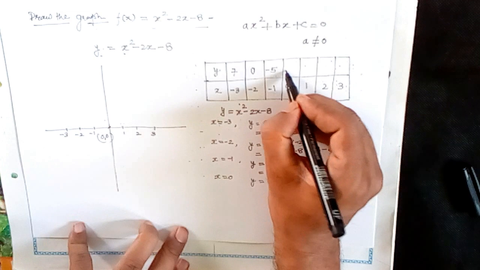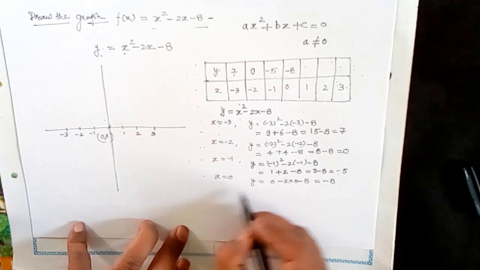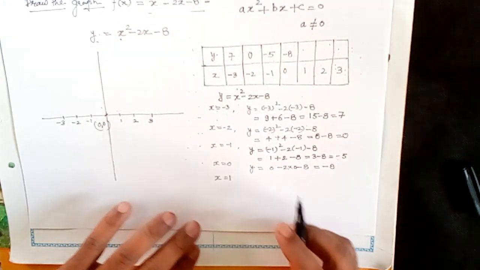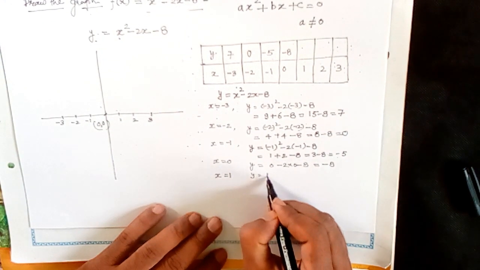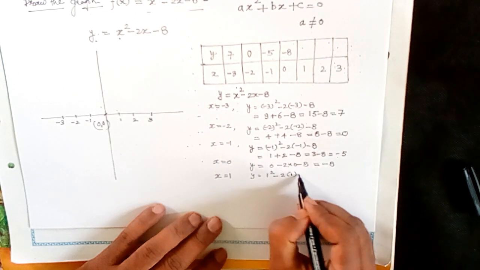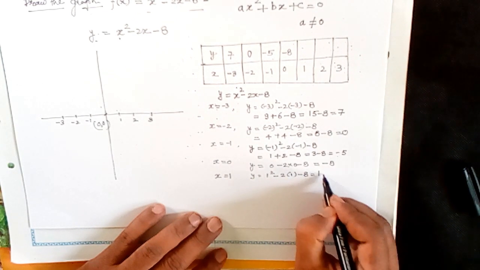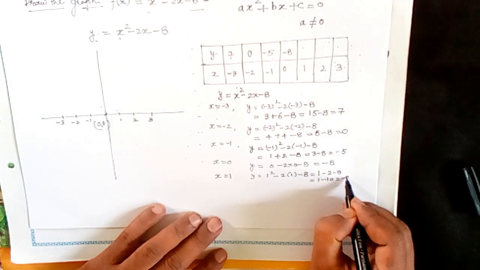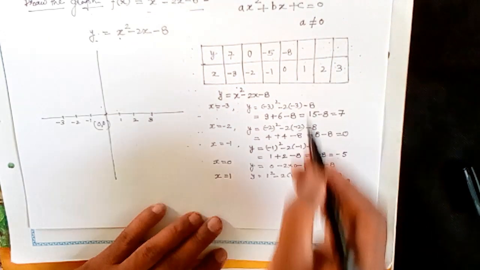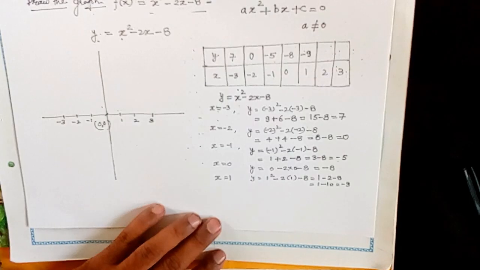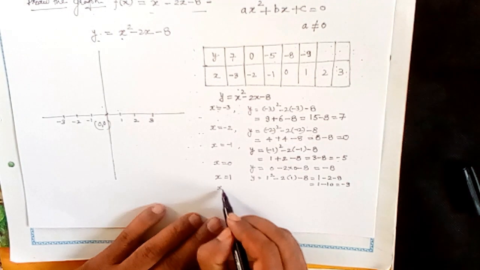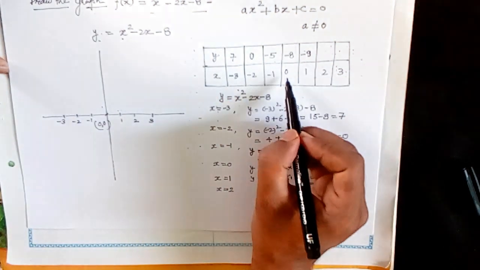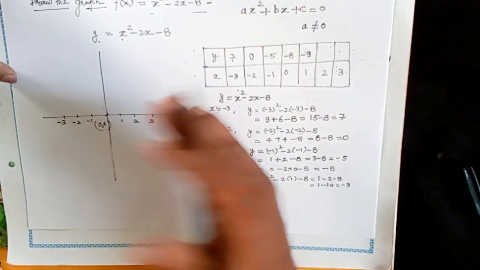Now if we go with x equal to 1, what will happen? Again we have y equals 1 square minus 2 into 1 minus 8. It is 1 minus 2 minus 8, 1 minus 10, which is -9. That we have to write here. Mostly we have to practice this: 0, and 3 on this side and 3 on the other side. Then the graphical representation will become clear to us.